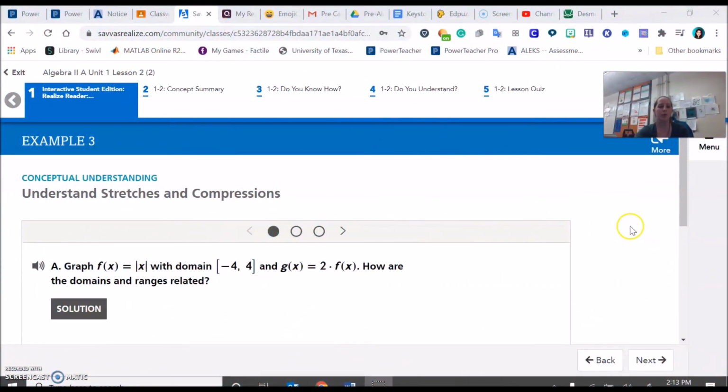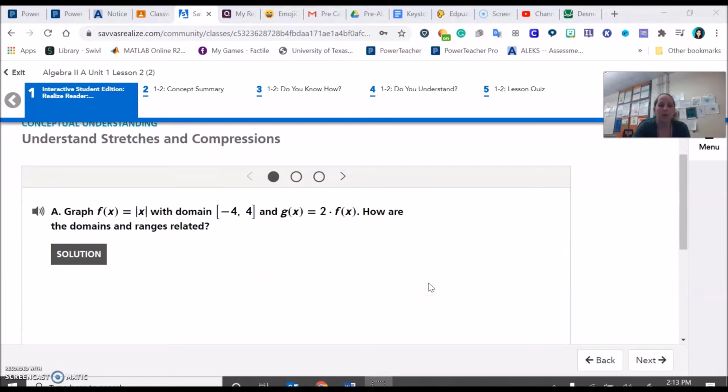All right, example 3, understand stretches and compressions. So again, if I stretch something, I can either stretch it this way, so vertically, or I can stretch it horizontally, or I can compress horizontally, or I can compress vertically. Okay, so I can make it shorter, I can make it bigger.